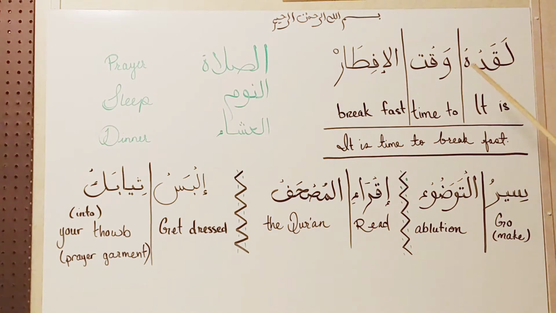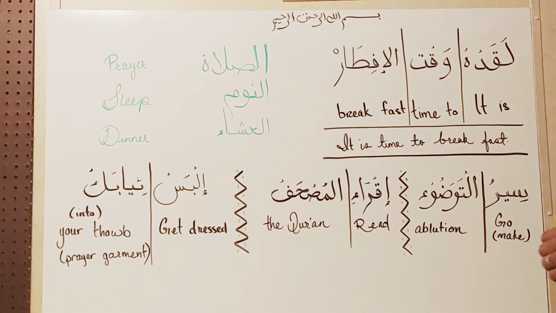The first one here is لقد هو وقت الفطار, and as you can see, لقد هو is here. It means it is. وقت means time, but here we'd say time to, because it's going to be a complete sentence in a minute. Al-fitar is from the word iftar, which means to break fast during the month of Ramadan. This is something that you'll hear a lot. It is time to break fast. So you'd say لقد هو وقت الفطار.